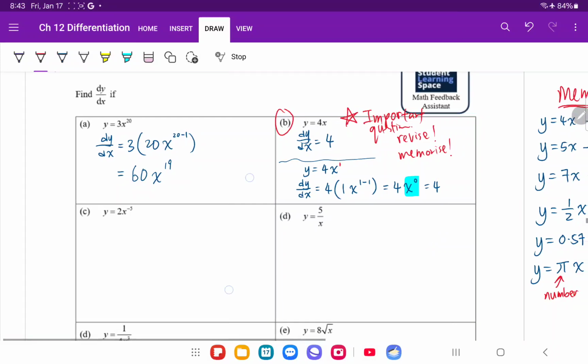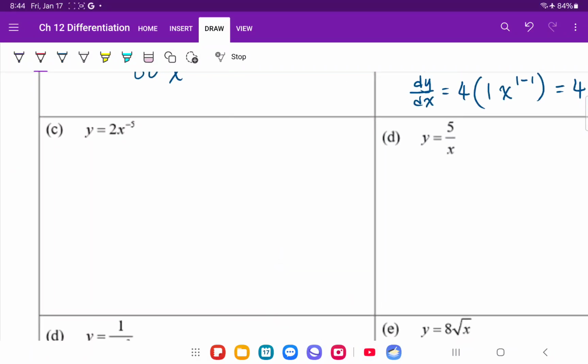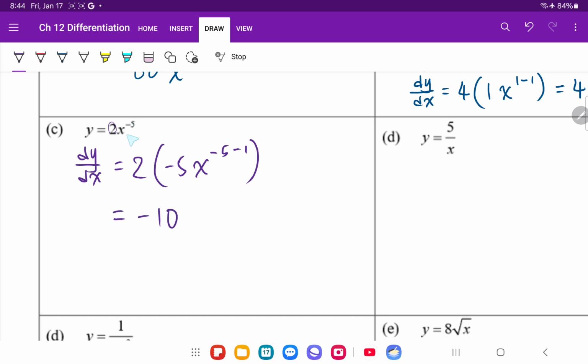Let's move on. Part C is fairly simple. Dy/dx is 2 bracket negative 5x power negative 5 minus 1. Now, if you can see the answer straight away, in fact, you could have just said 2 times negative 5 straight away gives negative 10. Negative 5 subtract 1, the power is negative 6. Alternatively, you can go through this long working to still get this answer. So I hope you are gradually getting a little bit faster.